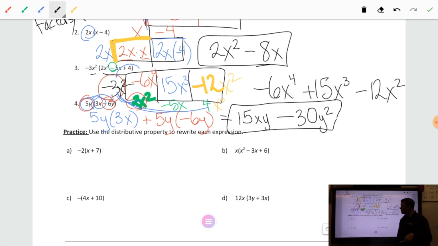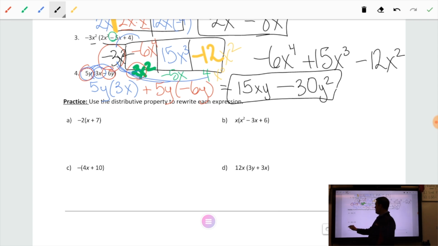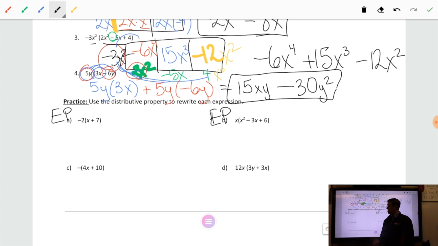I'll do one more. I'll do these two right here, and then it's your job. I want to say that this is extra practice. Like you should do that. And this is extra practice. But let me do letter C with you.